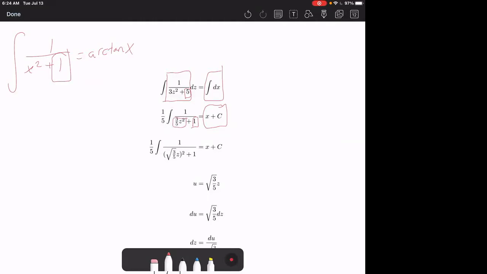In order to make that some variable squared, we need to take the square root. So this becomes the square root of 3 over 5 z, all squared. Now, as ugly as that may seem, it is now finally some variable squared plus 1. We're going to perform a substitution, just calling it u.